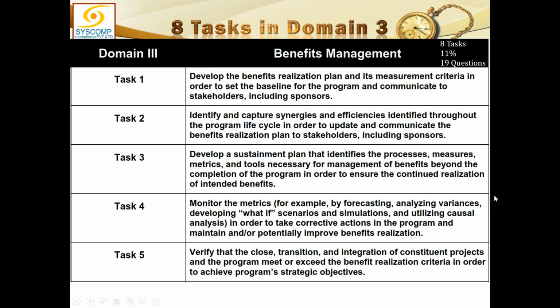Should we start the benefit management? Sure. So in benefit management, we have 8 tasks. Now the things are getting easier, in the sense that now we have very few tasks left. Only 8 tasks in benefit management, which is 11% of the total exam, meaning 19 questions.